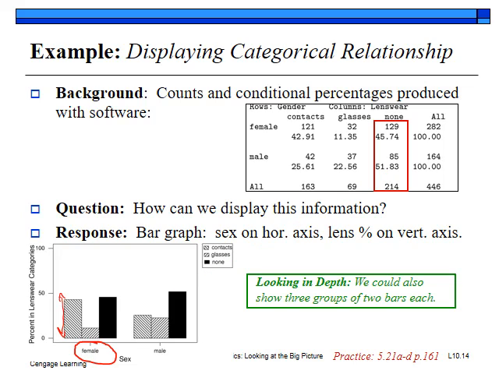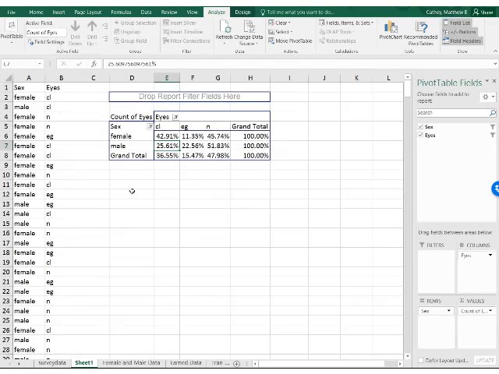There's another option here. We could also show three groups with 2 bars each. In other words, put the 2 bars for contacts next to each other so that they're easier to compare. Similarly, put the 2 bars for glasses next to each other so they're easier to compare. And put the 2 bars for none next to each other so they're easier to compare. We can use Excel to generate a bar chart just like the one we saw.